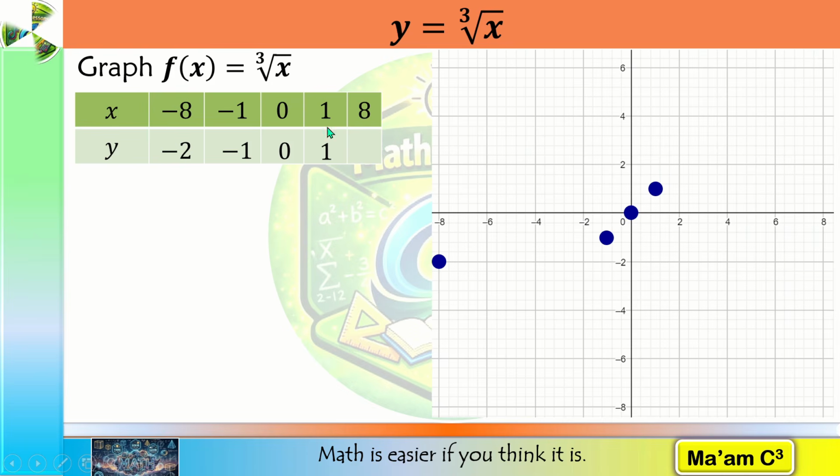And we have 8, the cube root of 8 is equal to 2. X is 8 and y is 2, so the point is here. Now let us connect these points and here is our graph.